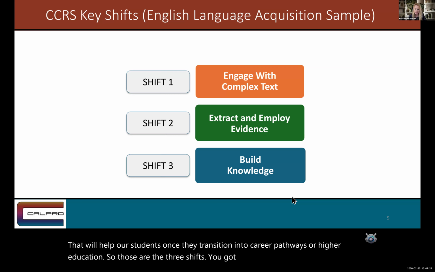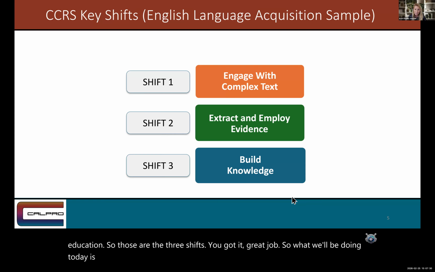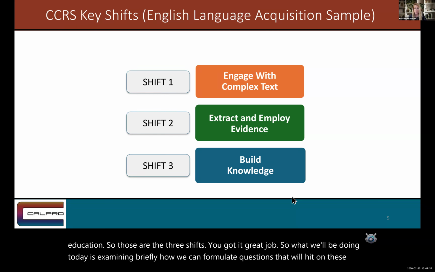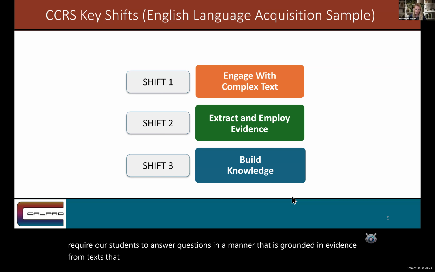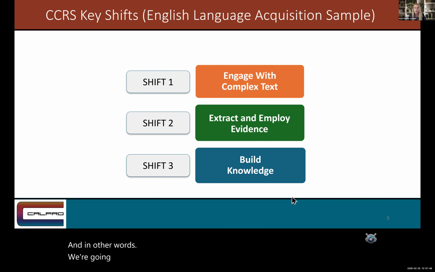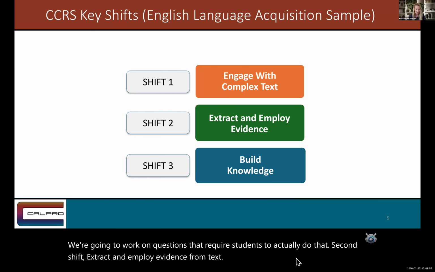So what we'll be doing today is examining briefly how we can formulate questions that will hit on these, that require our students to answer questions in a manner that is grounded in evidence from texts that they have read. And in other words, we're going to work on questions that require students to actually do that second shift, extract and employ evidence from text. Okay.